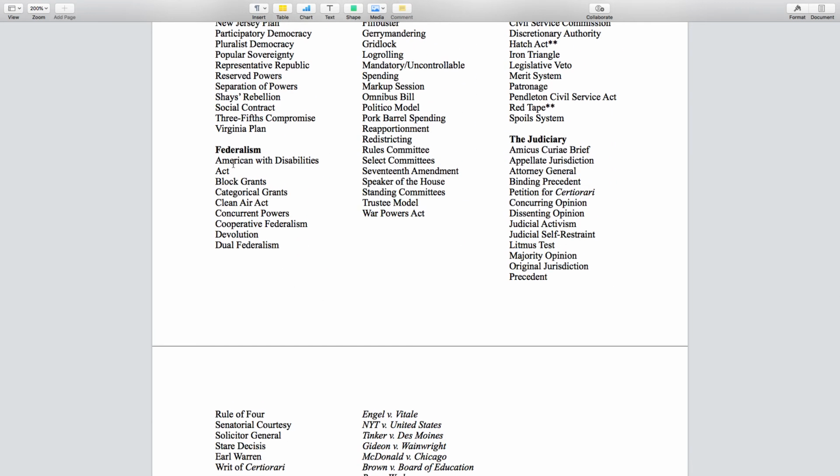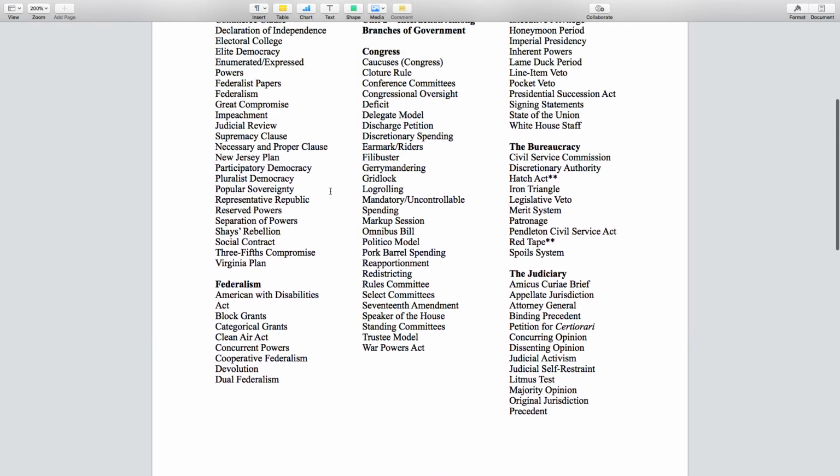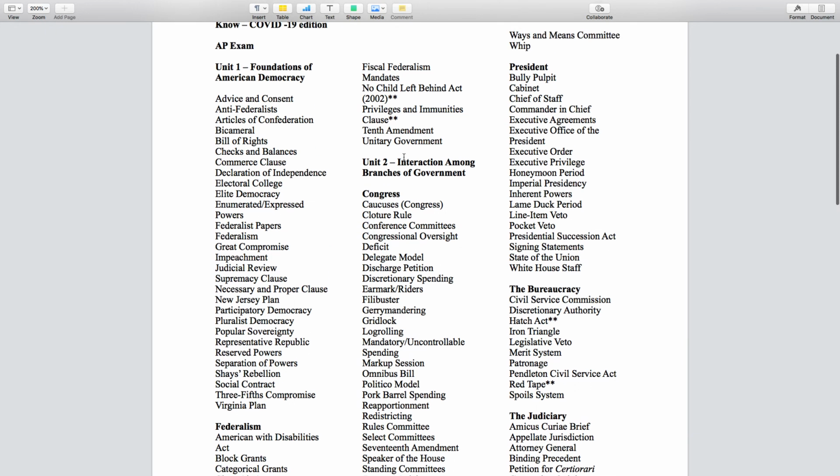First up, 3 laws I really want you to know in regards to federalism: Americans with Disabilities Act, the Clean Air Act, and then No Child Left Behind Act, 2002.